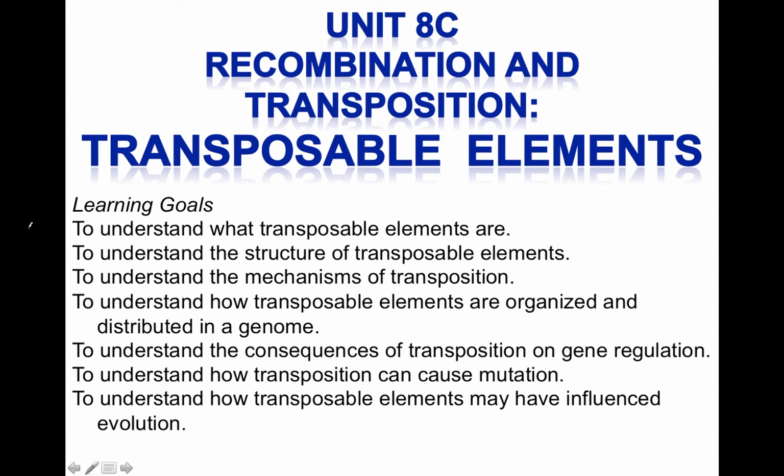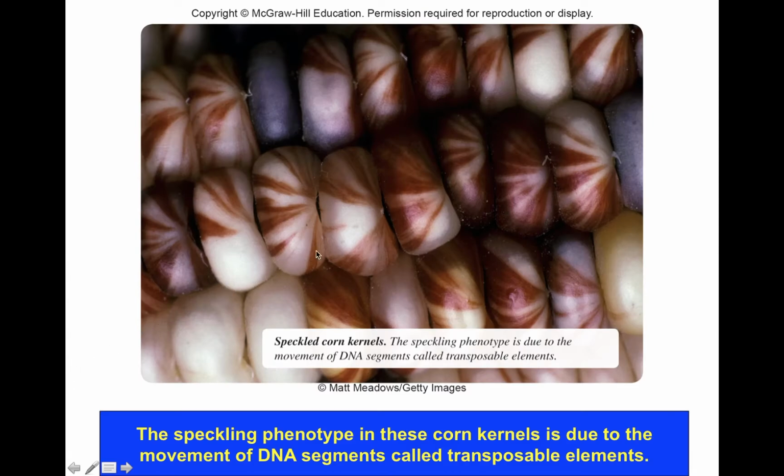Our learning goals are to understand what transposable elements are, to understand the structure of transposable elements, to understand the mechanism of transposition, to understand how transposable elements are organized and distributed in a genome, to understand the consequences of transposition on gene regulation, to understand how transposition can cause mutation, and to understand how transposable elements may have influenced evolution. This is a picture of variegated corn kernels on an ear of corn.